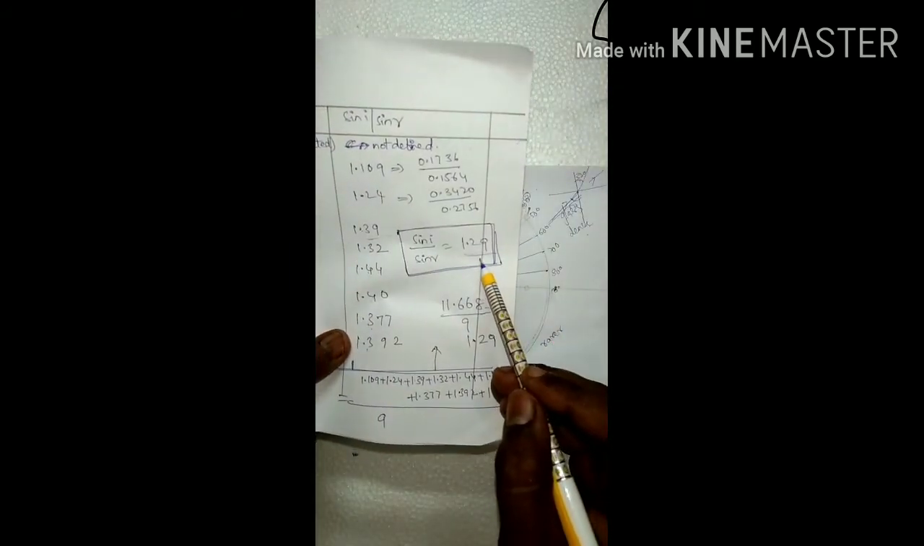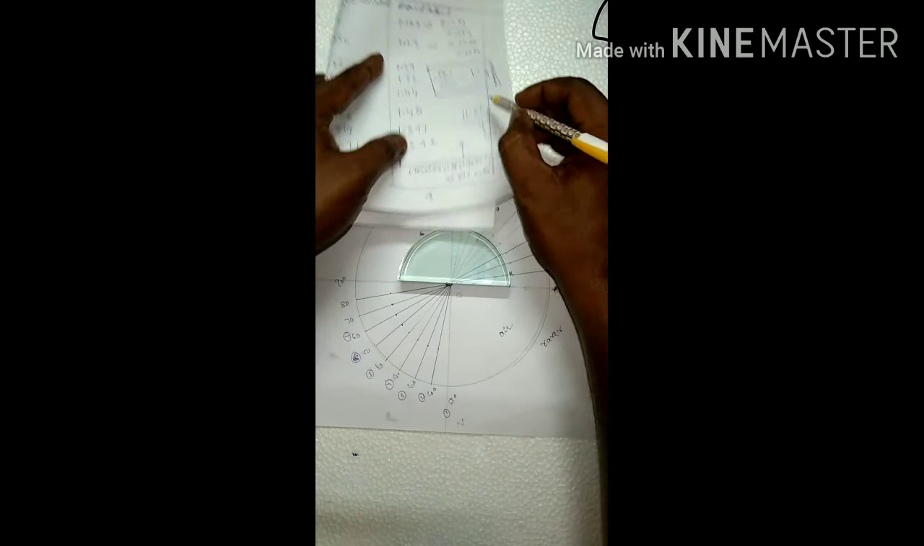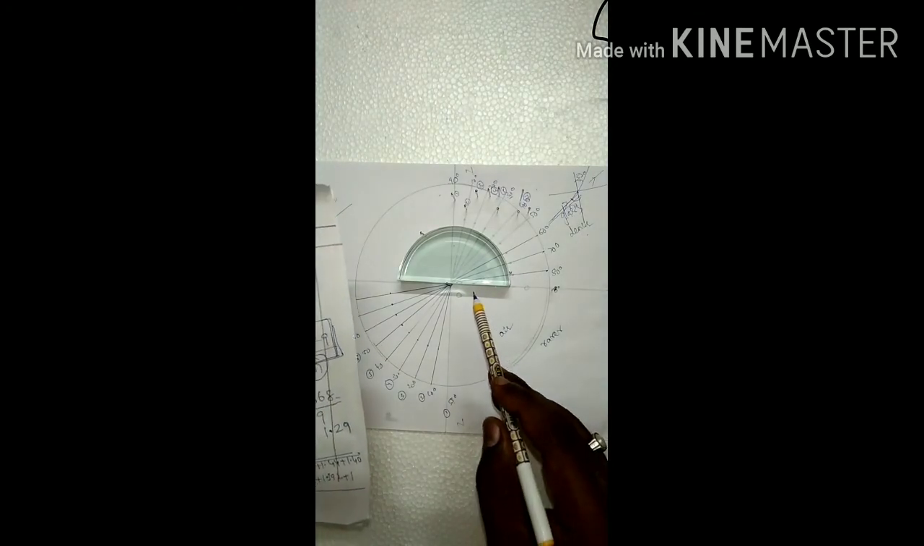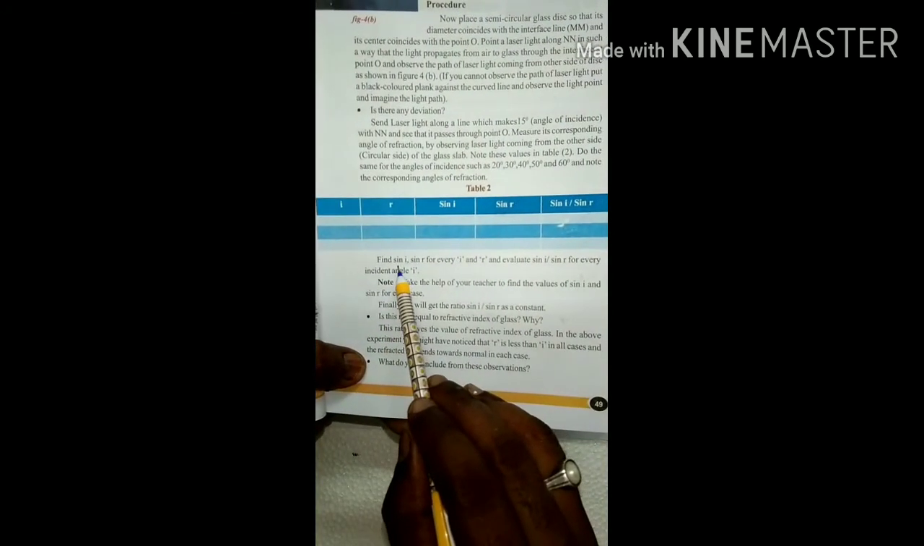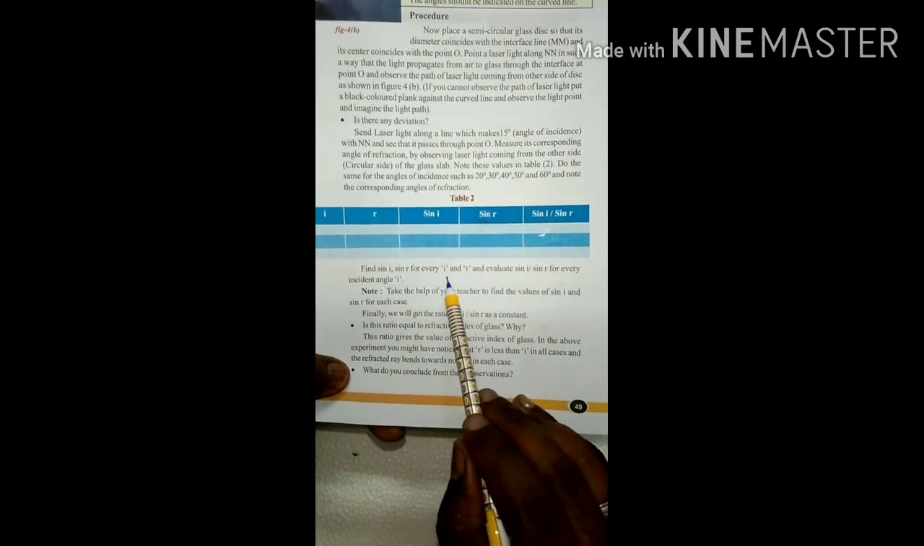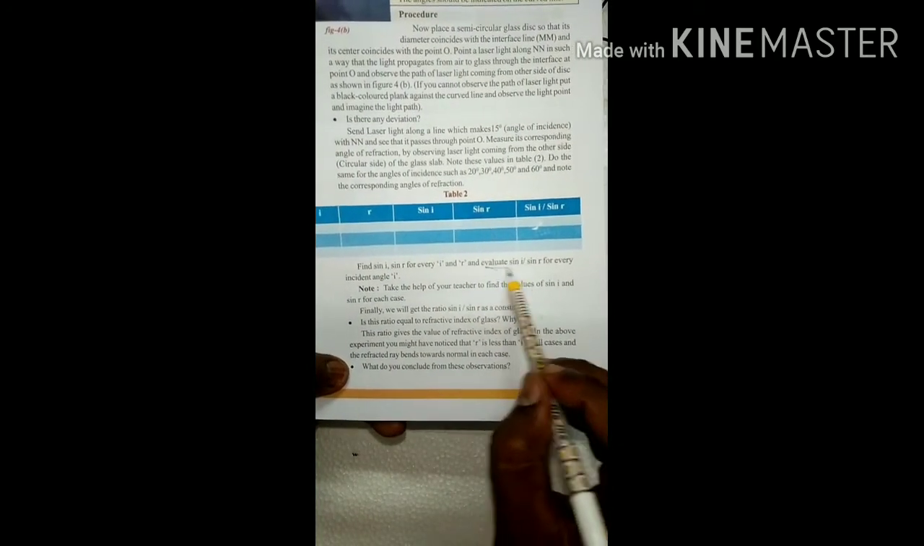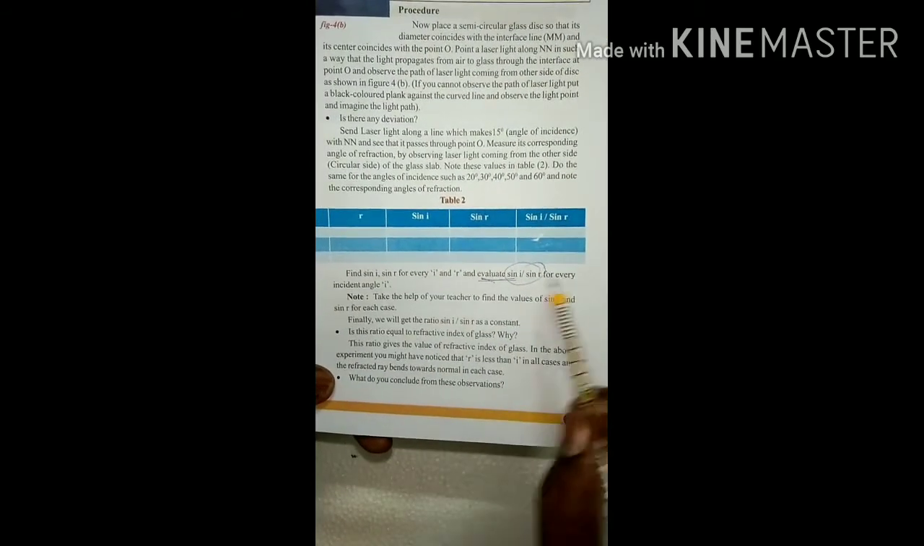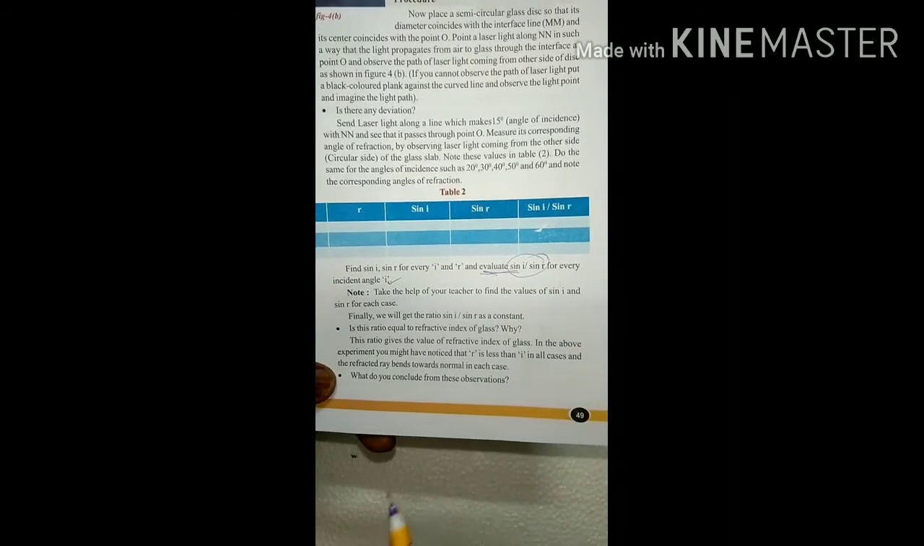That means this constant 1.29 is nothing but the refractive index of this semicircular glass slab. How? Here if you come to the textbook, we can say find sin i, sin r for every i and r values. Evaluate means calculate sin i by sin r for every angle of incidence. Okay, we calculated.